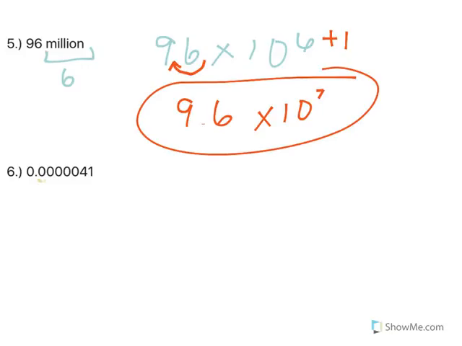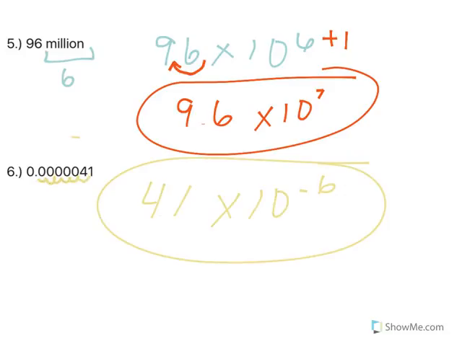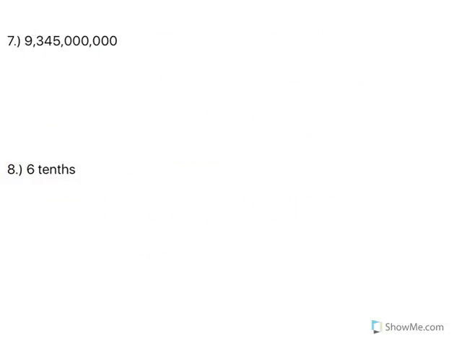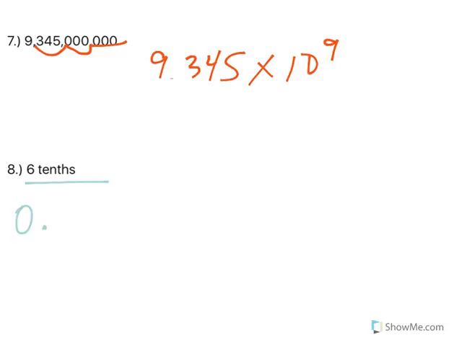Here, number 6, I'm going to move it 1, 2, 3, 4, 5, 6. 4.1 times 10 to the -6, because again, this number starts out as less than 1. In number 7, this number is bigger than 10, so I know my exponent is going to be positive because it's big. 369 times 10 to the 9th. All right, 6 tenths. Well, that's this number, 6 tenths. It's 1 decimal place, so I'm going to go 6 times 10 to the -1.